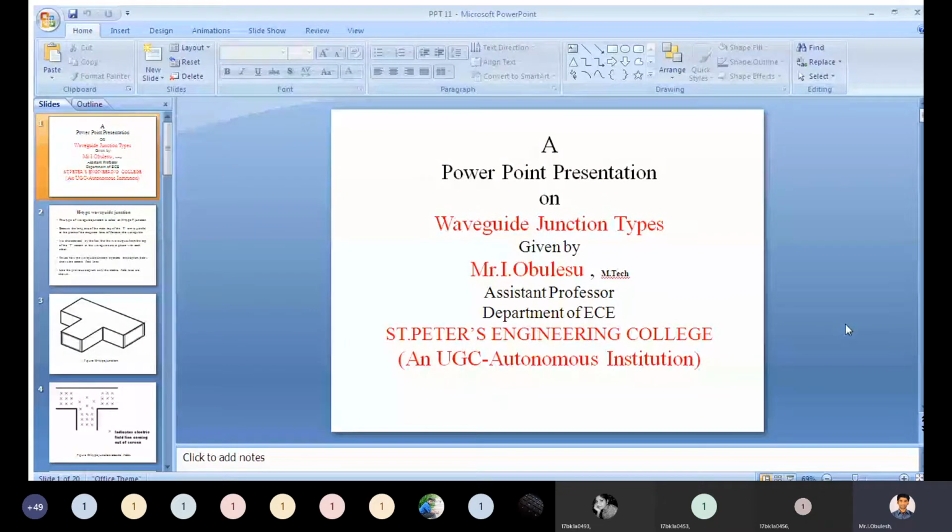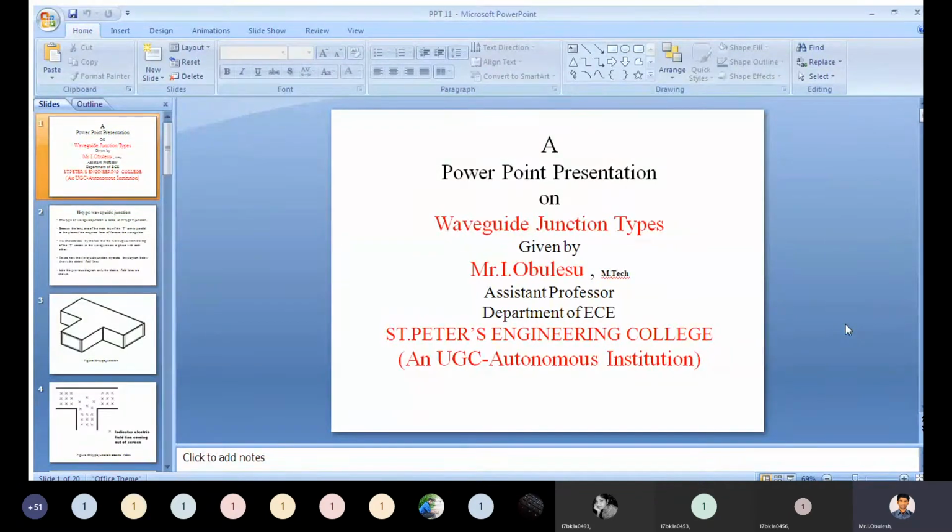Having an understanding of their different properties enables the correct type to be chosen. This means that if you want to use the different properties of these waveguide junctions, you need to choose the correct type. If you want the E type, you need to choose the correct type. If you want the H type, you need to choose the correct type.